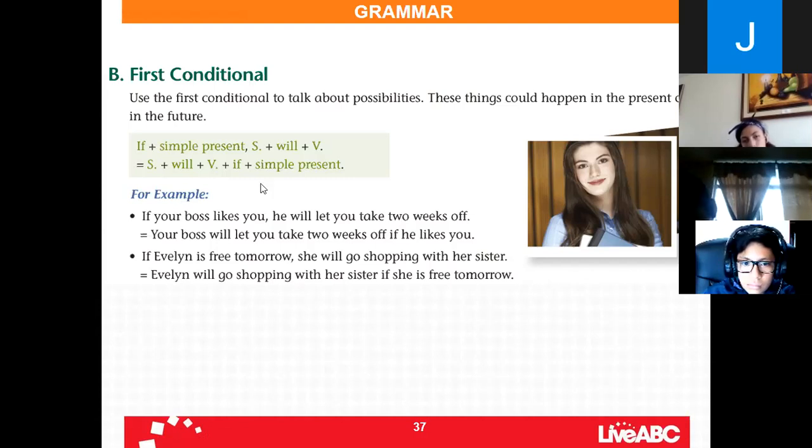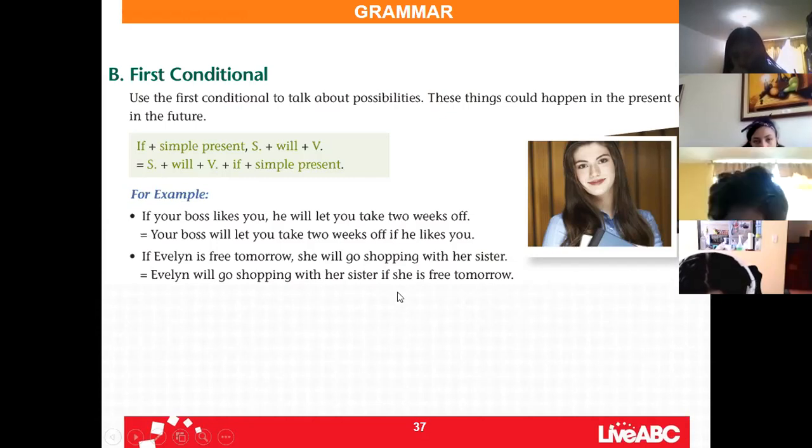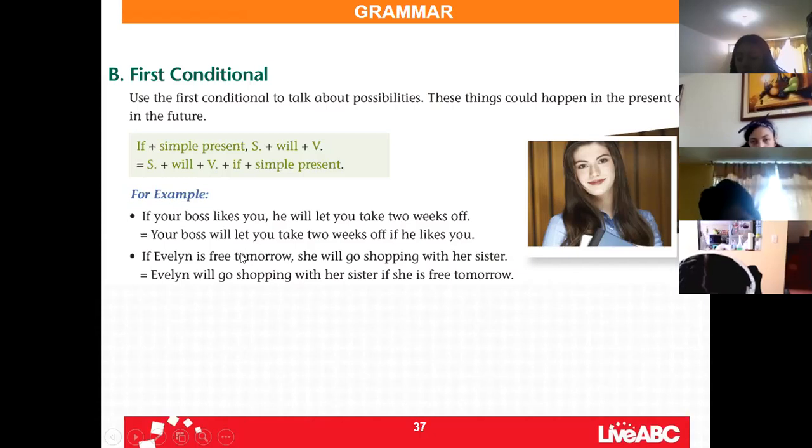Now, Mateo Rivera, please read the second example. If Evelyn is free tomorrow, she will go shopping with her sister. Evelyn will go shopping with her sister if she is free tomorrow. Muy bien, eso. If se lee, no I, sino if. Si Evelyn está libre mañana, ella irá de compras con su hermana. Entonces es una posibilidad. Le está condicionando a si Evelyn tiene el día libre mañana.